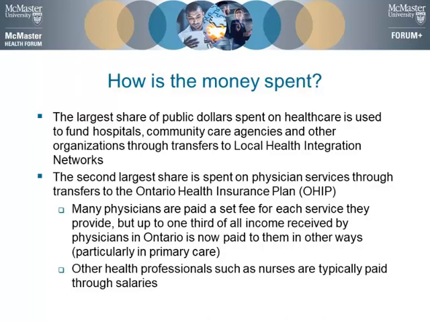Many physicians are paid a set fee for each service they provide, but up to 1/3 of all income received by physicians in Ontario is now paid to them in other ways, particularly true in primary care. Other health professionals, such as nurses, are typically paid through salaries. Government spending, which is typically called public expenditure, accounts for roughly 2/3 of the money spent on healthcare, and private spending, like insurance premiums and out-of-pocket payments, makes up the rest.